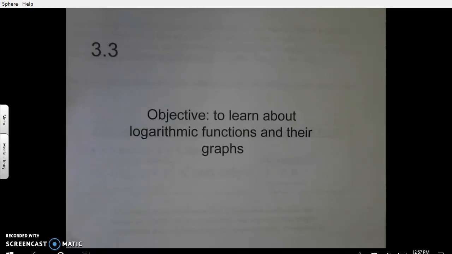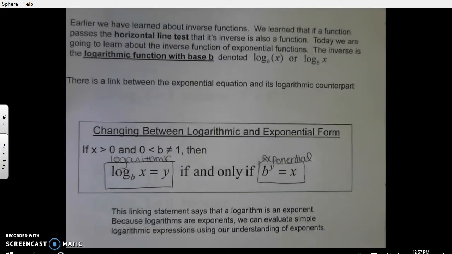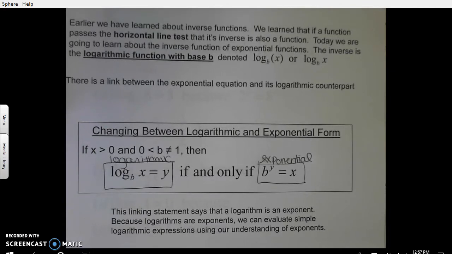Guys, today we're going to do logarithmic functions and their graphs, and our objectives are to learn about logarithmic functions and their graphs. Earlier we learned about inverse functions, and we learned that if a function passes the horizontal line test, then its inverse will also be a function.